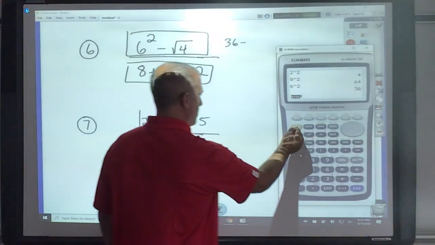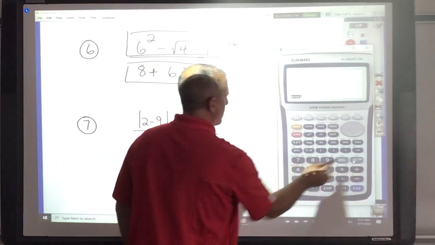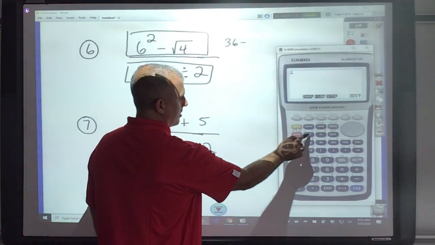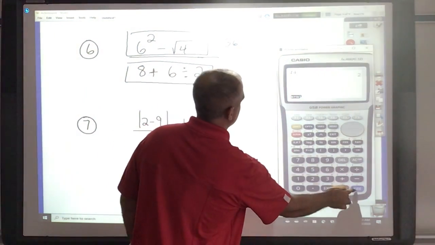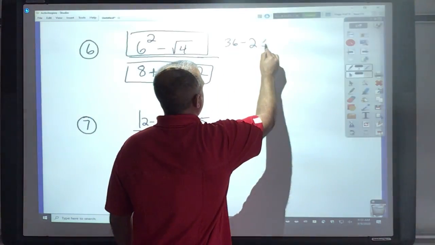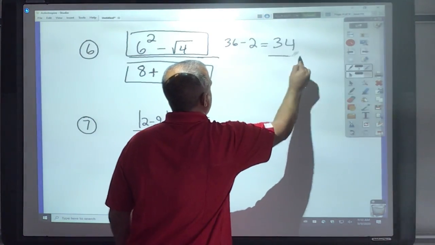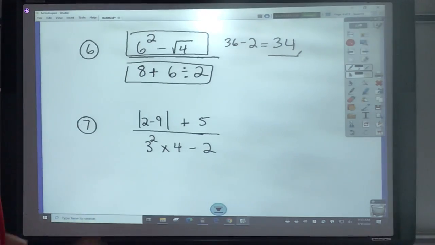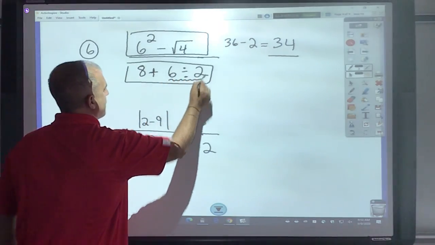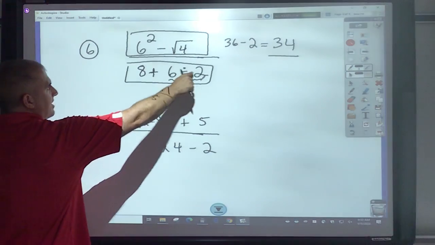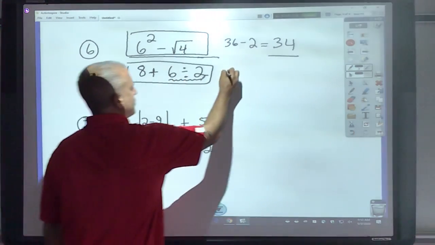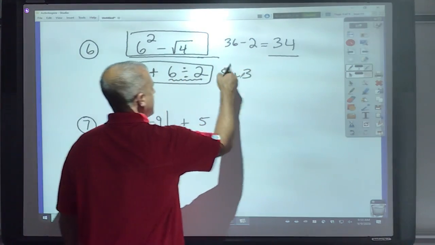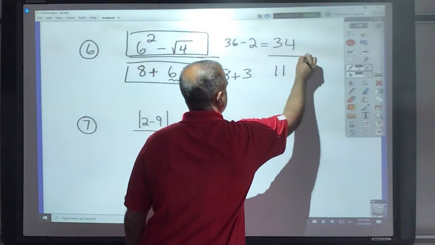root of 4. The way you get the square root is you hit shift, and the square root of 4 is 2. So that result gave me 34, and that's the top part. This I'm going to handle first: 6 divided by 2, which would be 3, and then add 3 would give me 11, okay?